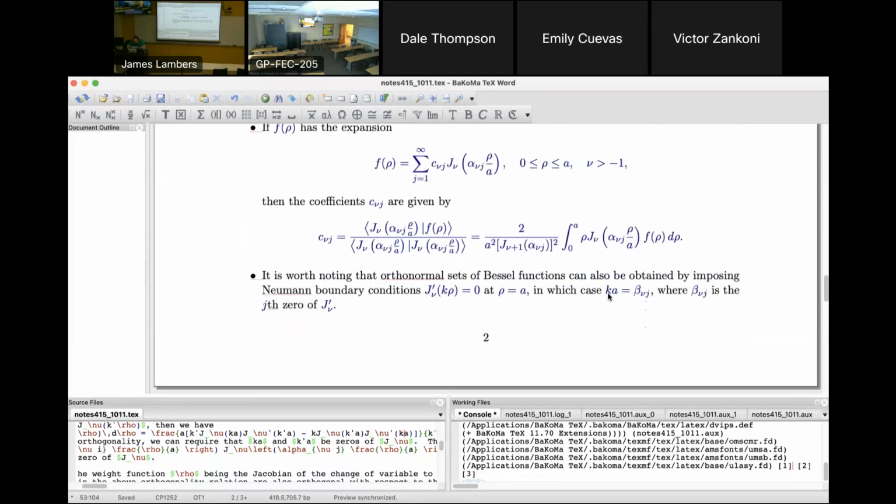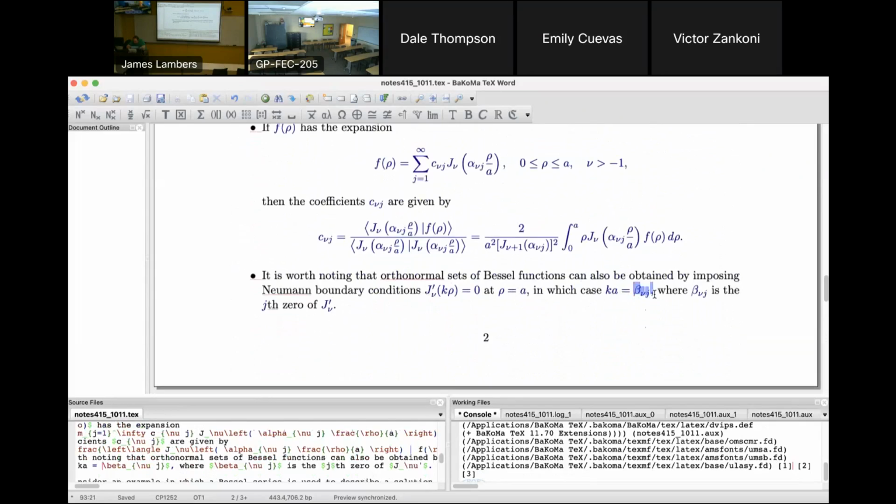So in this case, k a is equal to beta nu j, where it's equal to a zero of J nu, so that way that whole expression would turn out to be 0.